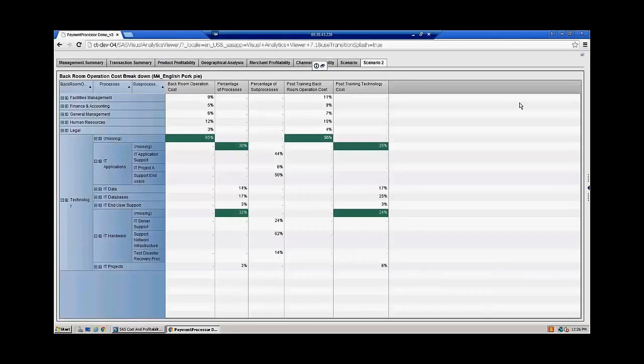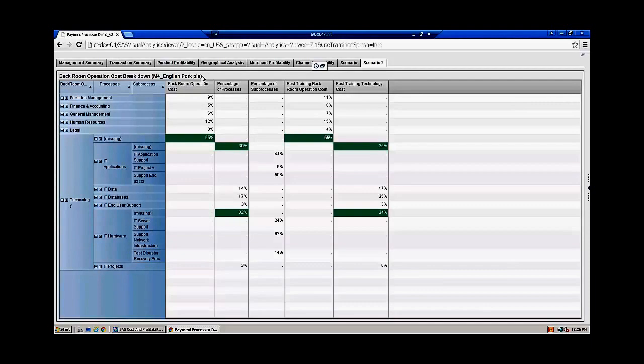Now let's see how scenario analysis can be used to improve profitability. This report shows backroom operations cost for merchant number 4, who was the least profitable merchant. We see from the table that this merchant's support costs are very high, 50% of IT application cost and 62% of IT hardware cost. The company identified lack of training as the root cause of the problem and provided additional training. The resulting cost improvements are shown in the last 2 columns.